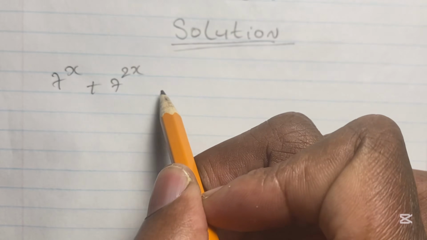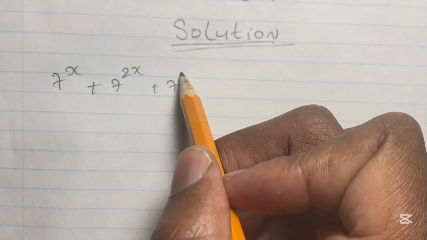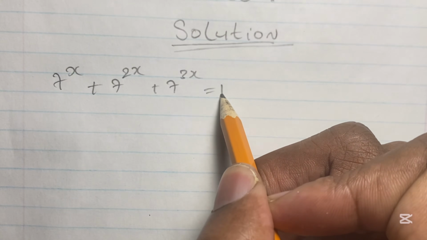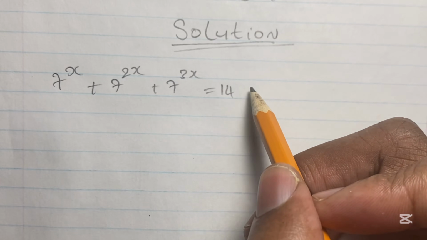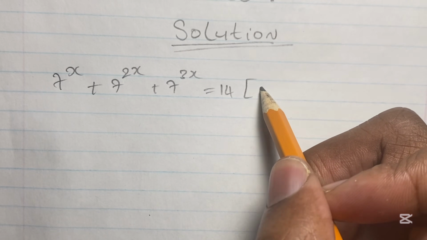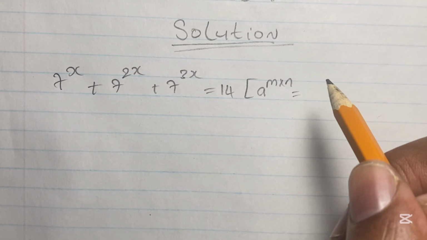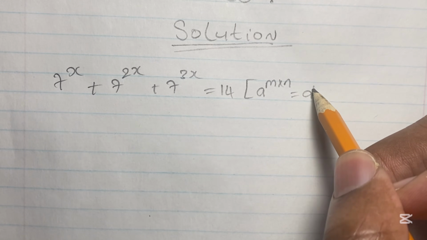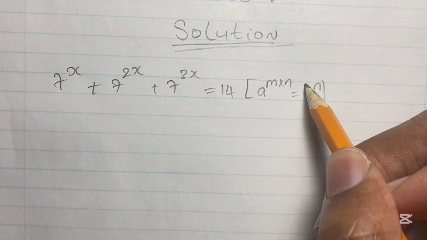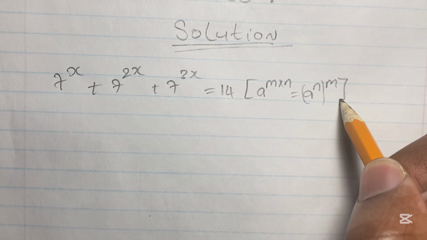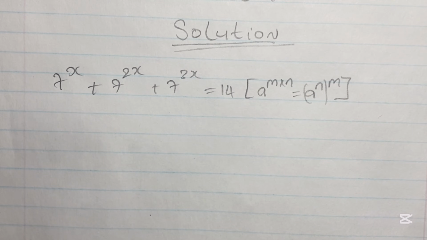Now our equation states that 7 to the power of x plus 7 to the power of 2x plus 7 to the power of 3x is equal to 14. Using the laws of indices, where a to the power of m times n is the same as a to the power of n times m, we'll use this principle to simplify our equation in order to solve for x.